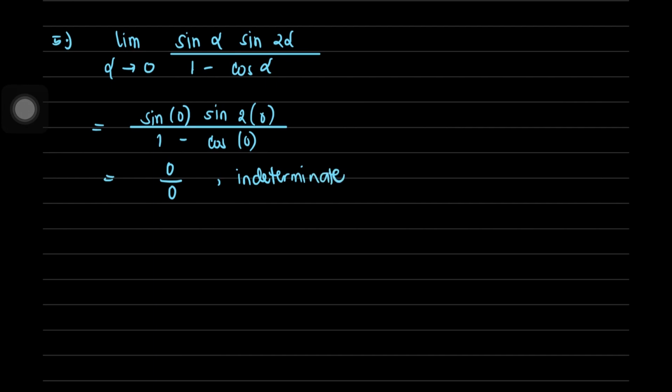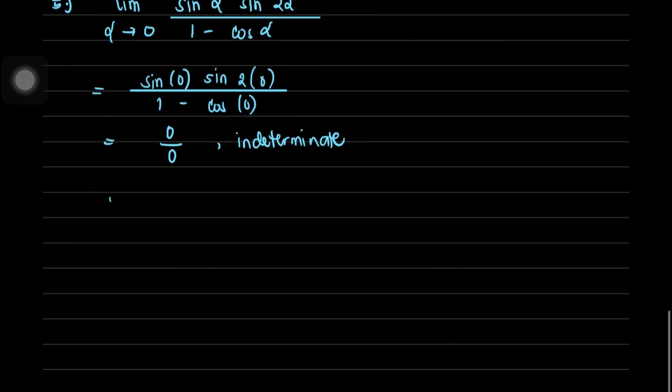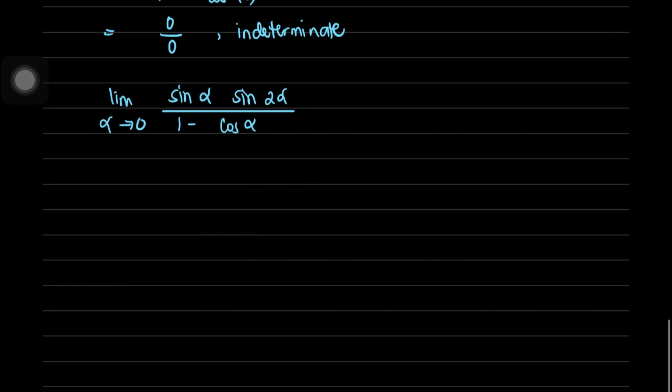So we're going to manipulate this function in order to obtain a limit as alpha approaches 0. To do that, we're going to use trigonometric identities again. Let me just rewrite the given: the limit of sine alpha sine 2 alpha all over 1 minus cosine alpha as alpha approaches 0. Now, sine of 2 alpha, this is twice an angle, so this is equal to 2 sine alpha cosine alpha.